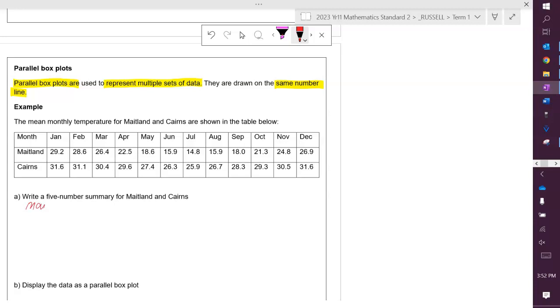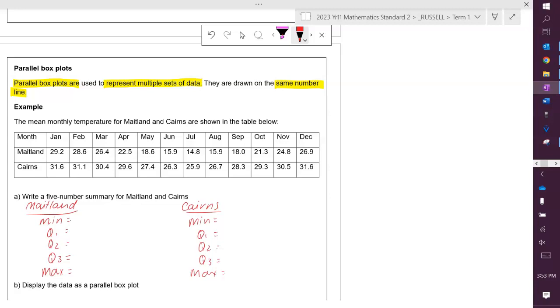So we need to do our 5-figure summary for both Maitland and for Cairns. So minimum, Q1, Q2, Q3, and maximum. And then the same for Cairns. So if we go through and look at all of our temperatures here, sometimes it can be easier to rewrite them out, or to at least put them into order.